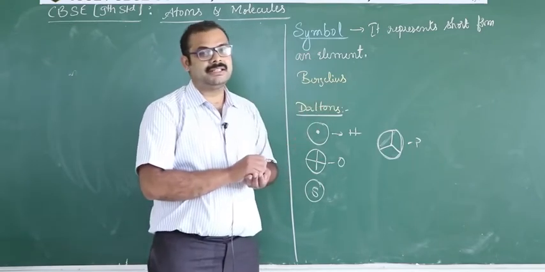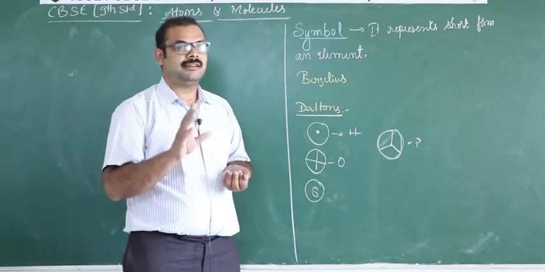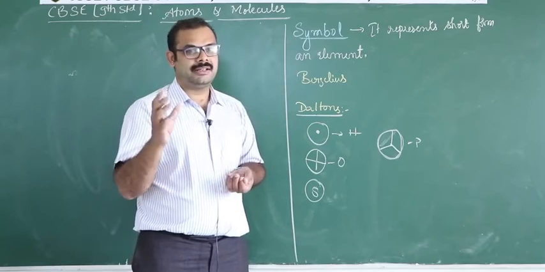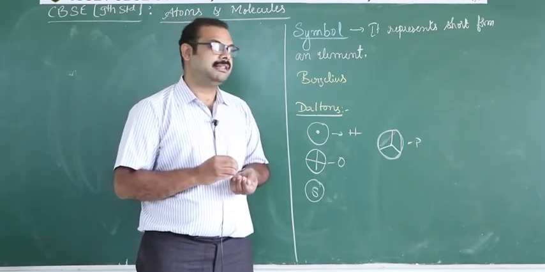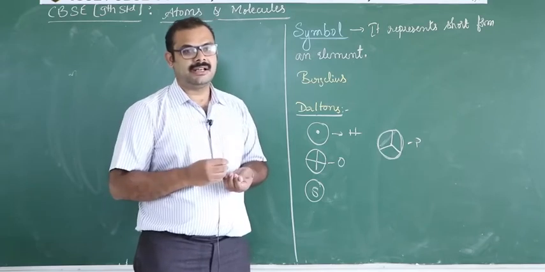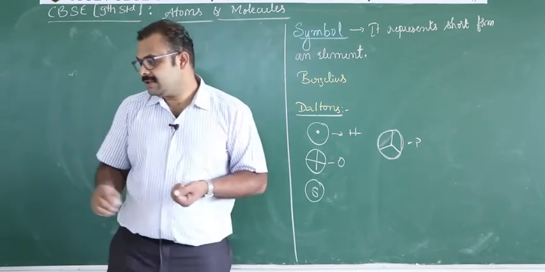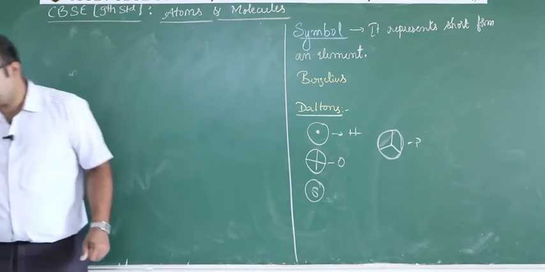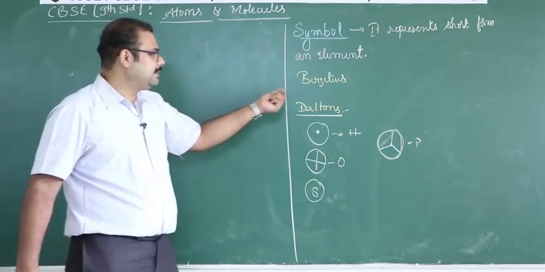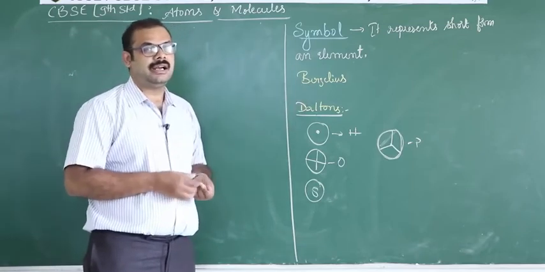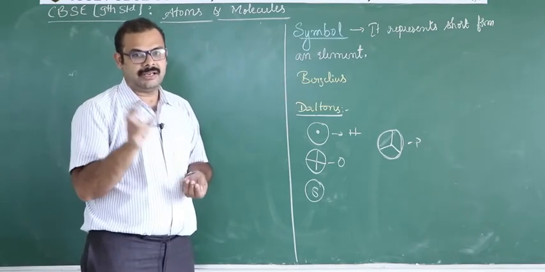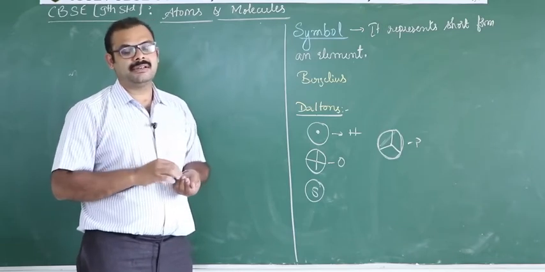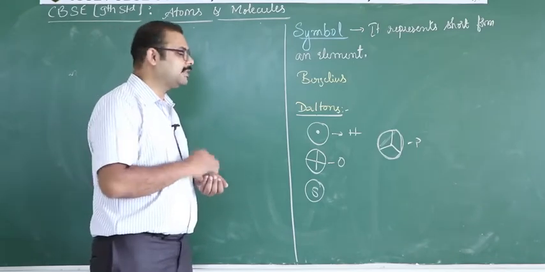Later on, Berzelius came. He gave an idea of representing an element by using letters of the alphabet from the element's name, either the first letter, or the first and second letters of the element. We have to use that as a symbol. This was the most widely accepted representation of a symbol.